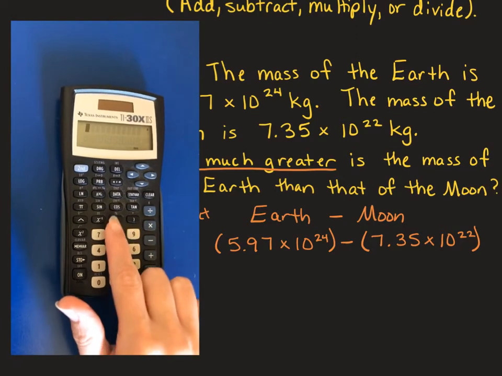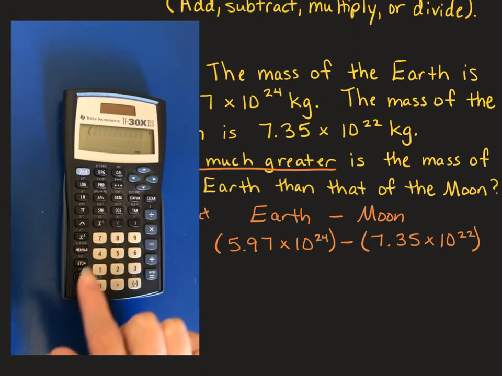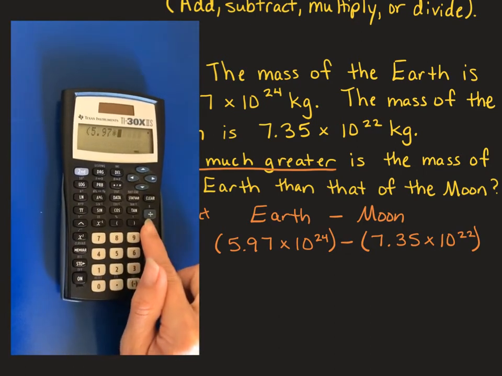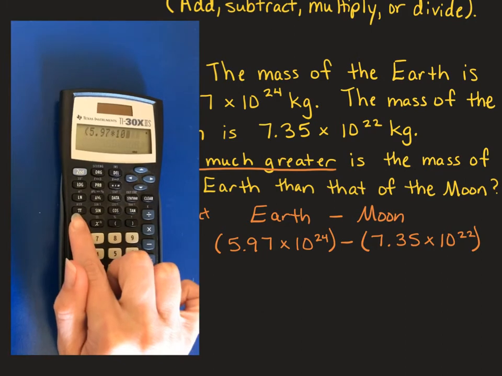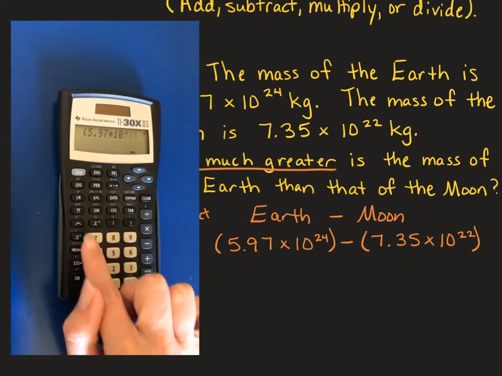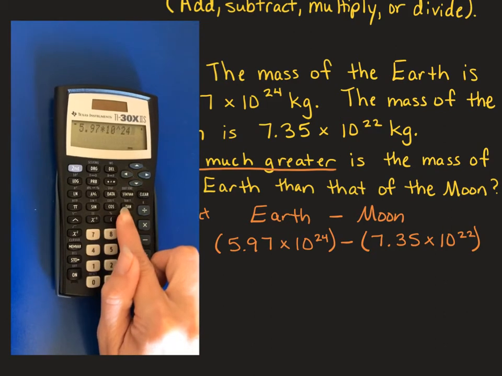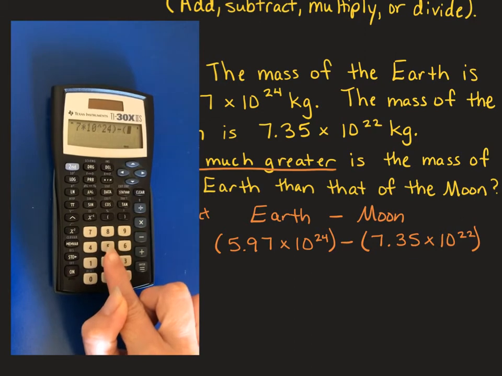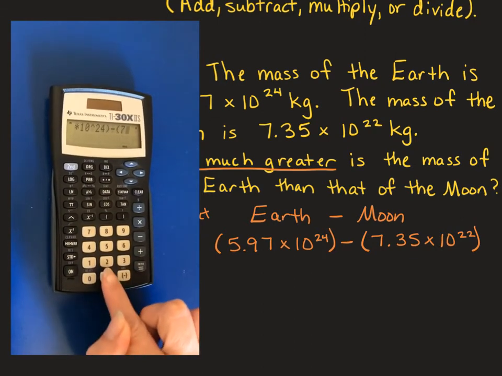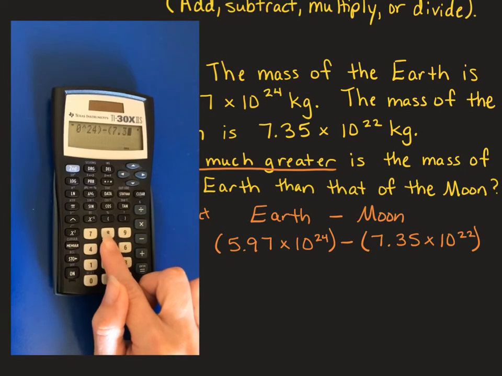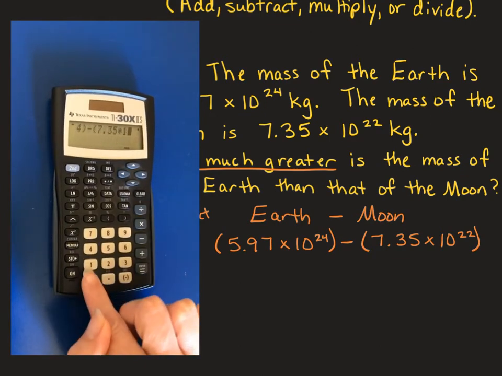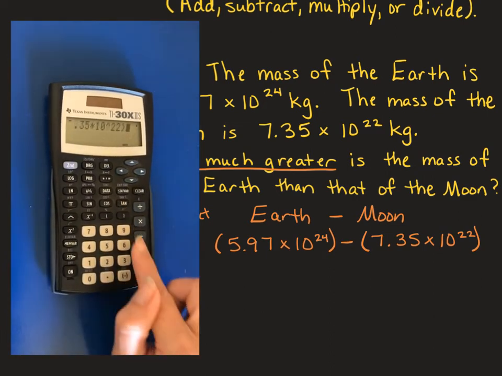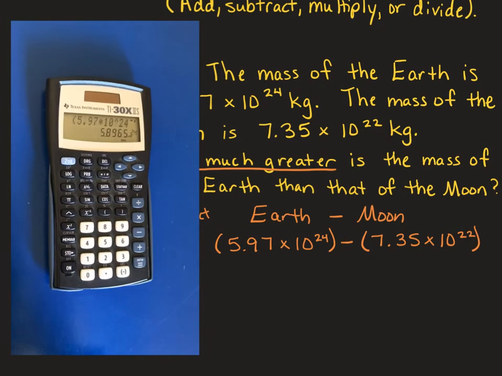So we turn on the calculator and type in: open parentheses, 5.97 times 10. And then to raise the power, we go to that little caret symbol. It looks like an upside down V. Type 24, close your parenthesis, subtract, then open parenthesis, 7.35 times 10. Raising the power, we'll use that caret symbol again to the 22nd. Close your parenthesis and hit enter.